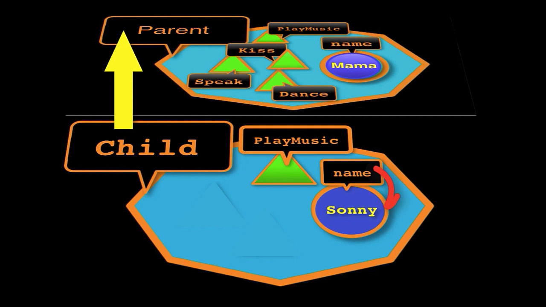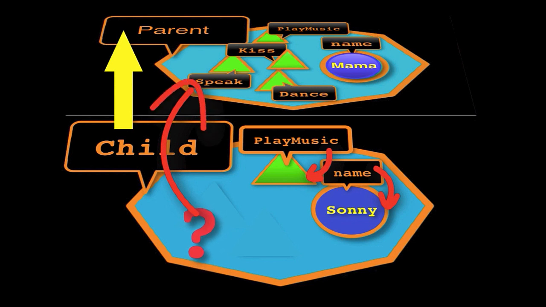Sunny, and Sunny is asked to play music, play music is found right in that object. But when Sunny is asked to speak, there is no speak in that object, so the interpreter goes up to the parent class and runs that speak.